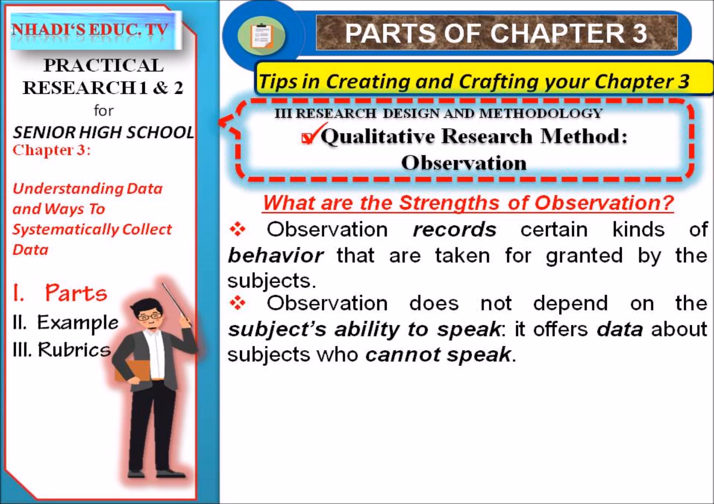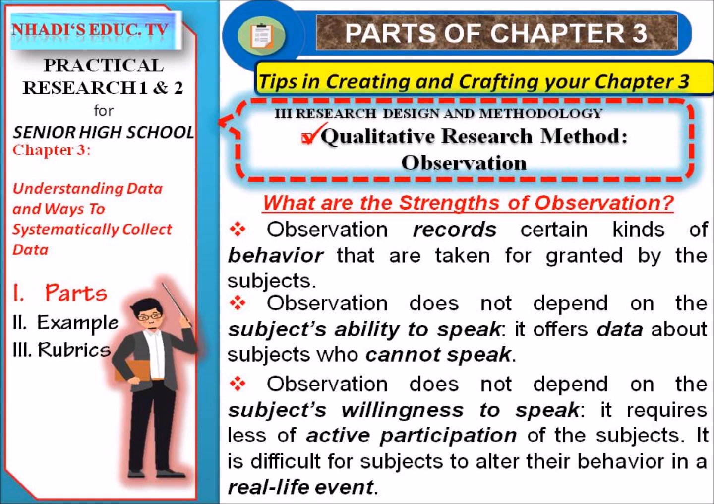It offers data about subjects who cannot speak. For example, a researcher studying child rearing practices in a rural community cannot interview an infant but can observe their behavior and how they are cared for. Observation does not depend on the subject's willingness to speak. It requires less active participation of the subject.